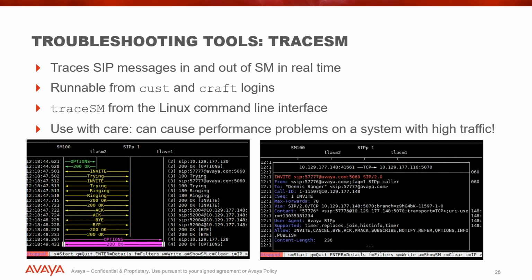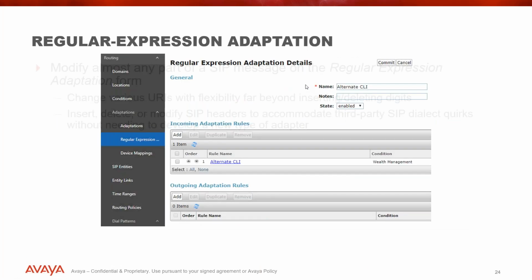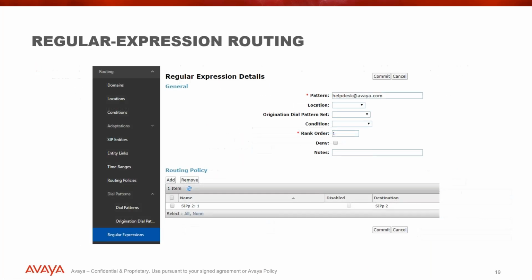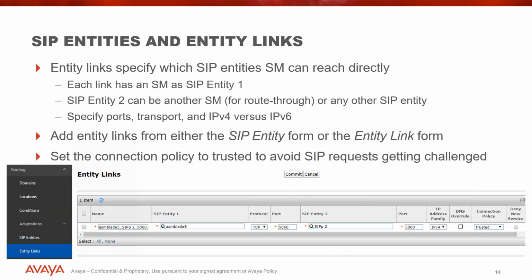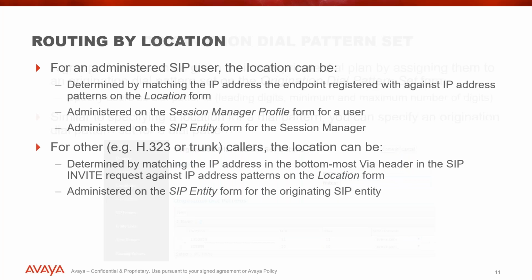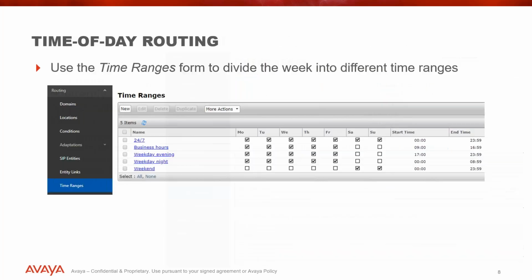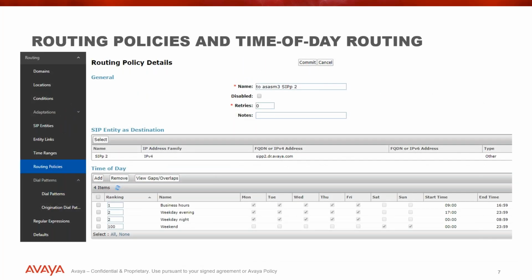Okay, here's one about rank. So we can use rank 100 if we need to use a time range of rank 100. The rank is administered on the routing policy. Let's go back to the routing policy. Okay, so here we are at the routing policy.